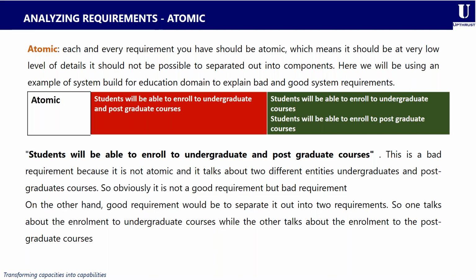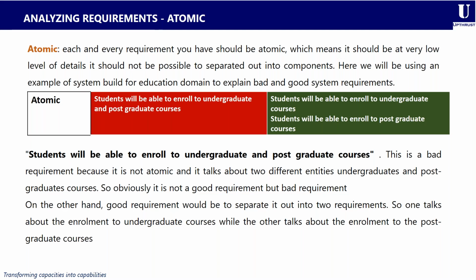So we have: students will be able to enroll to undergraduate and postgraduate courses. This is a particularly bad requirement because it is not atomic, and it talks about two different entities, undergraduate and postgraduate courses. So obviously it's not a good requirement, but a bad requirement, and that is because it has two entities lumped into one particular requirement.